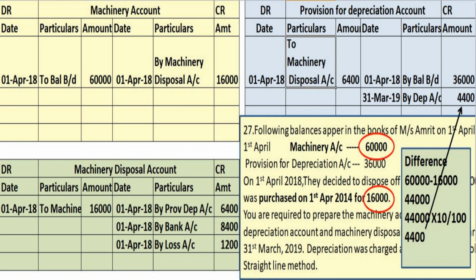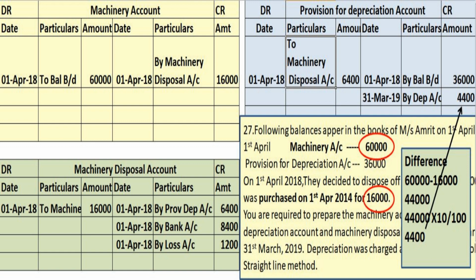Now we have to calculate the depreciation for the leftover asset balance. The machinery account balance is given in the problem as of 1st April 2018, that is 60,000. In that balance, one machine is sold. The purchase value of the sold machine is 16,000. Now we need to deduct this purchase value of the sold machine from the machinery account balance. That is 60,000 minus 16,000 comes to 44,000. 10% depreciation on this 44,000 is 4,400.